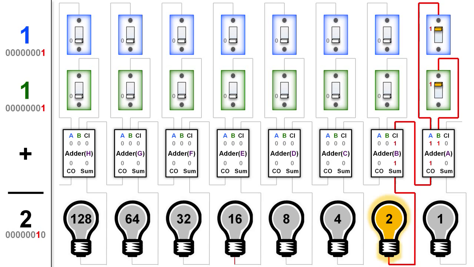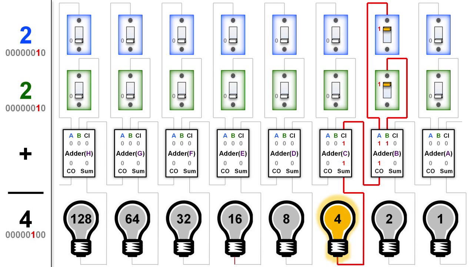Now let's see what happens when we add 1 plus 1. Well, in adder A, the A and B inputs are both 1, and the carry-in wire is off. So it's 1 plus 1 plus 0, which in binary equals 1, 0, causing the carry-out wire to be on and the sum wire to be off. So then in adder B, the A and B inputs are 0, but the carry-in input is 1. So the sum line on adder B is on, causing the 2 light bulb to light up. So 1 plus 1 equals 2. You'll begin to see a little bit more about how this works as we do some more examples.